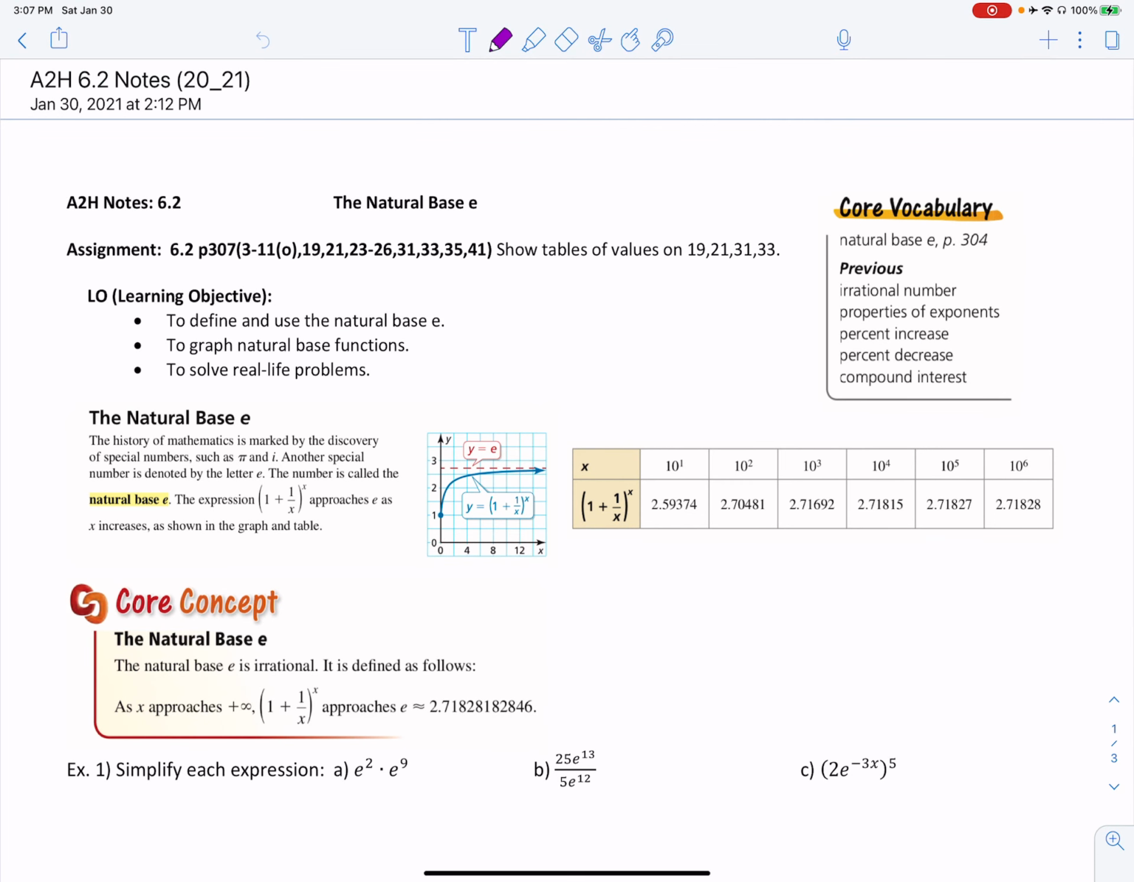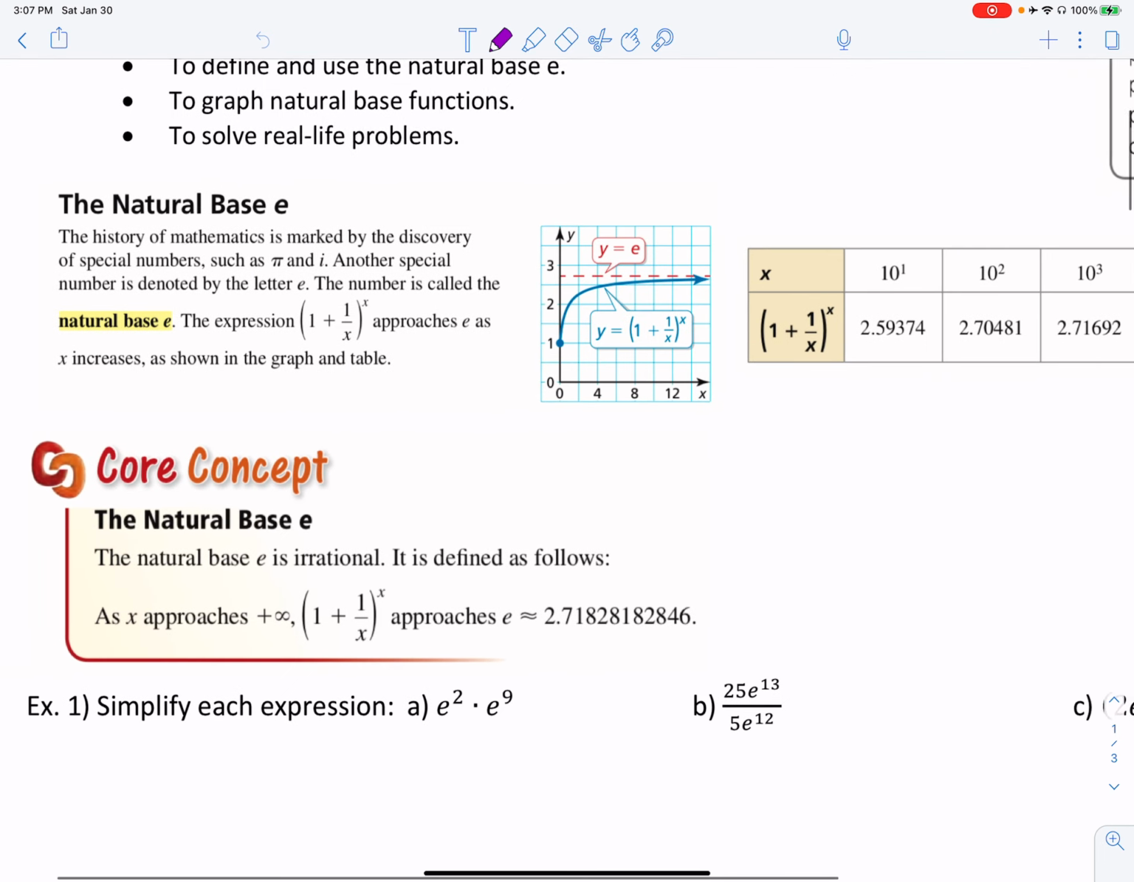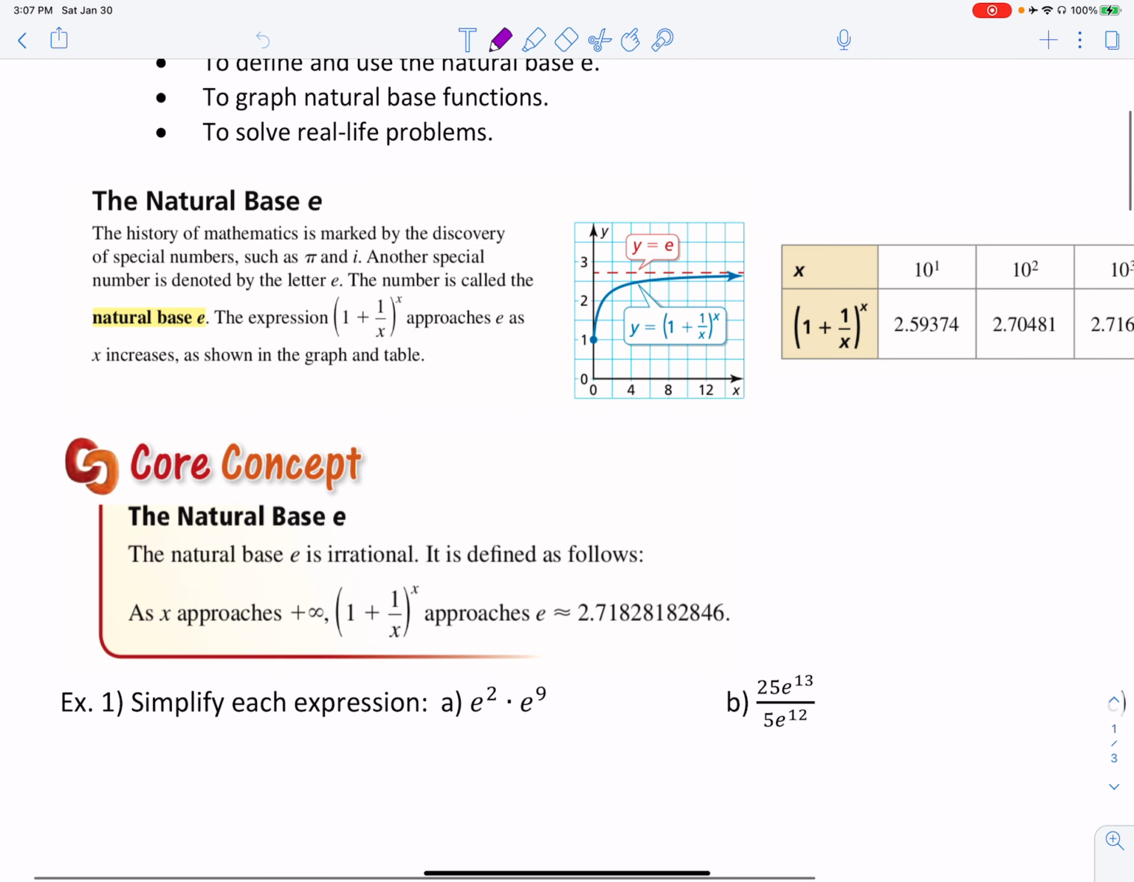Algebra 2 Honors 6.2. We're looking at the natural base e, and it's linked to exponential growth and decay. And e is a number that we see occurring in nature for different applications. The history of mathematics is marked by the discovery of numbers such as pi and i. Another special number is denoted by the letter e. You have to remember, e is a numerical value.